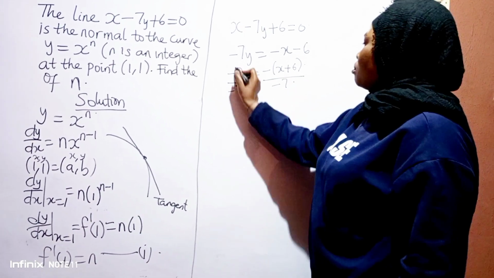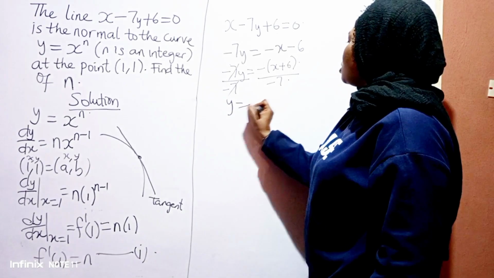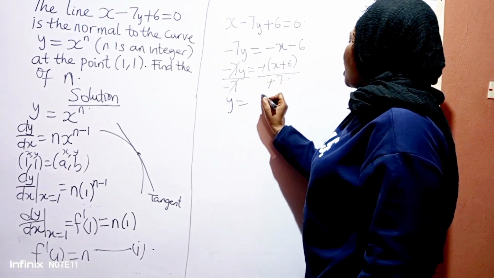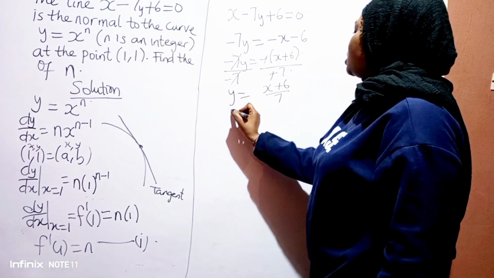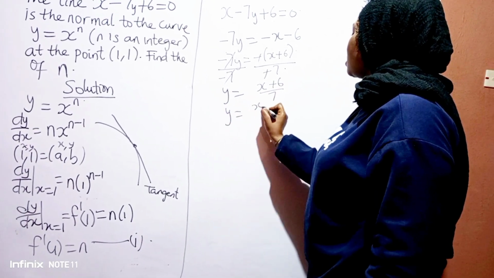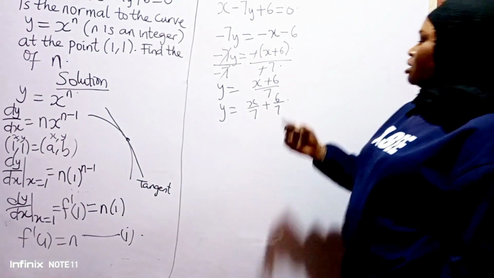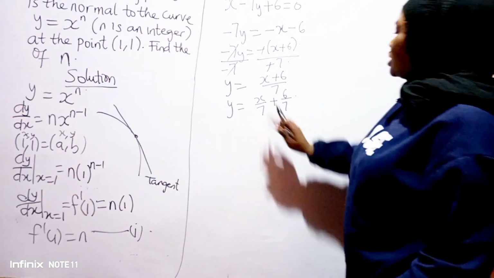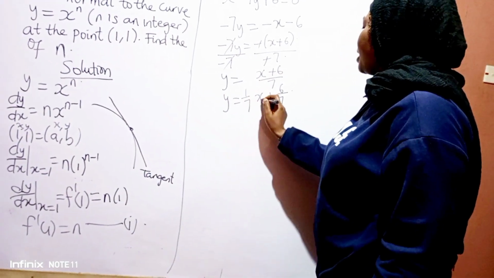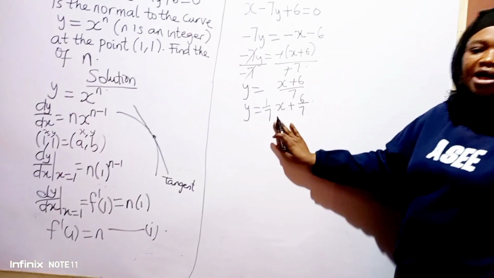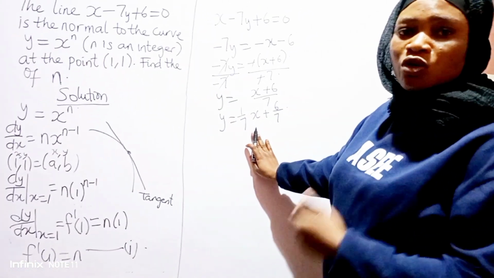So minus 7 cancels minus 7, and the minus cancels the minus. My answer is y is equal to x plus 6 over 7, which is the same thing as y is equal to x over 7 plus 6 over 7. Or you can still say that this is 1 over 7 multiplied by x. From here, the gradient of the normal is equal to 1 over 7.